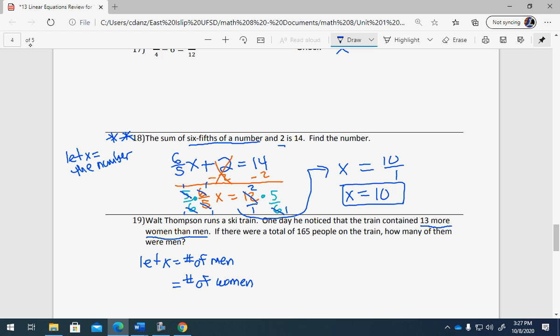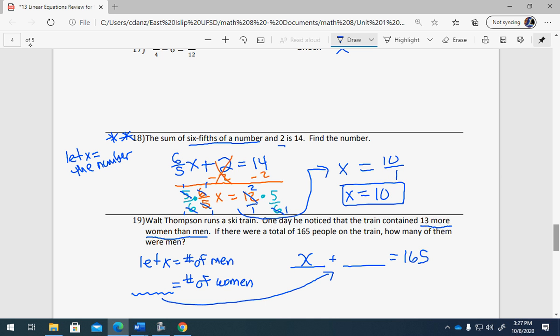When you write your equation, you'll do the men plus the women to get you the total of 165. So the men, we already said, was x. Whatever you write for the women, you're going to put in that spot and then finish solving the equation.